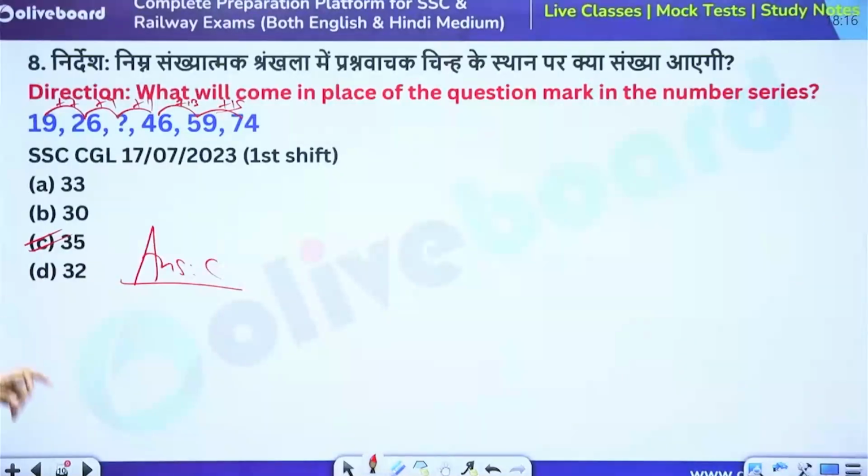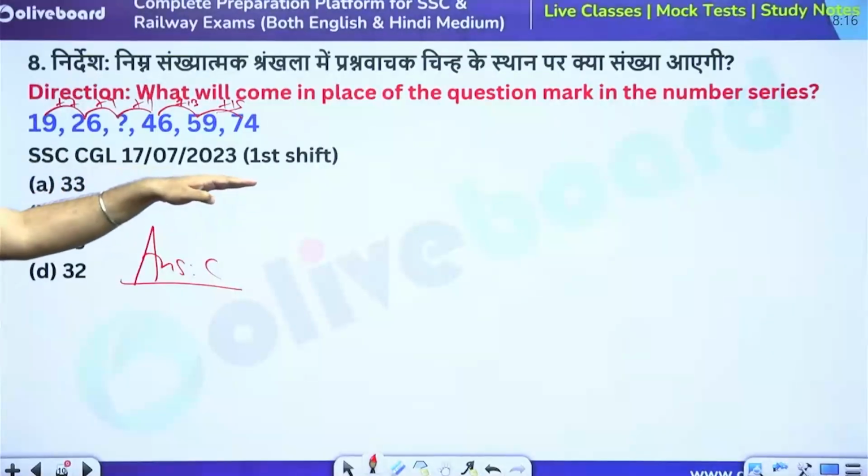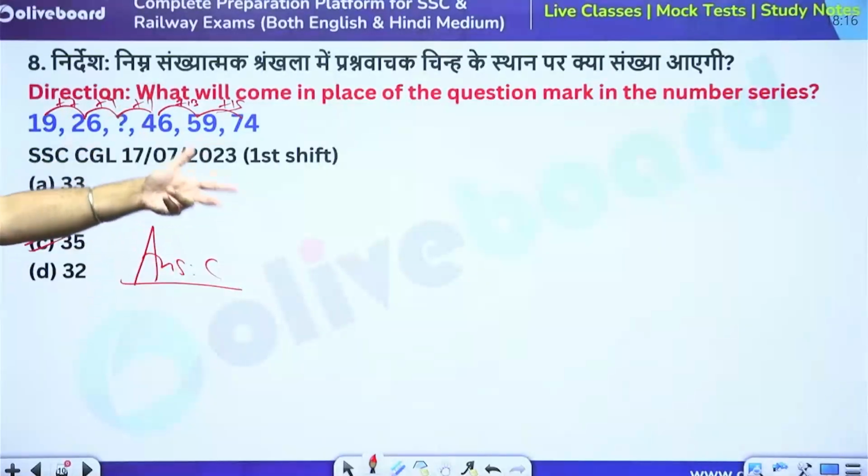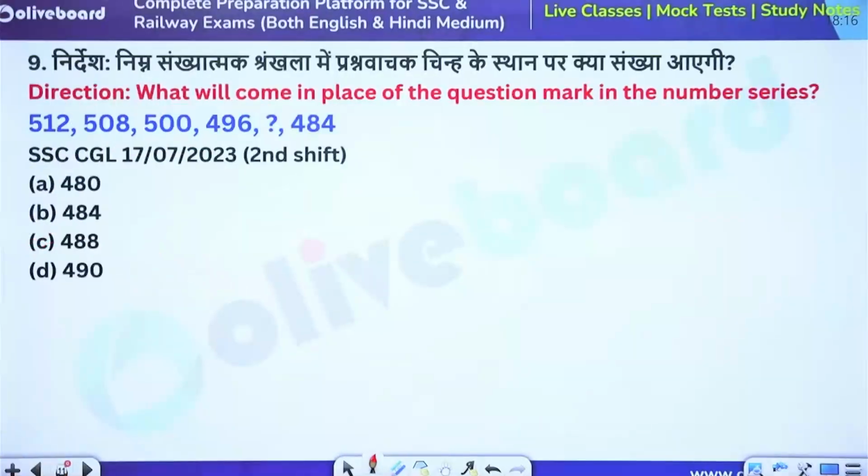Fits the bill? Next. Now just based on this pattern today, you will see a lot of questions from number series because they are all of nearby shifts. 17 July, 19 July, 20th July. All those shifts will be close by.